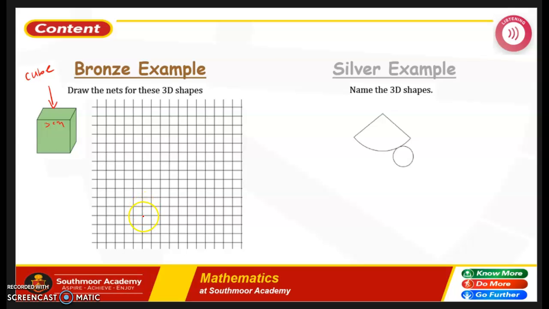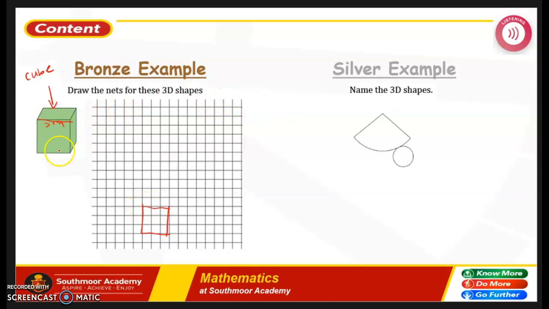So if we draw this first square using a ruler and a pencil, so this would be the face fallen flat down. Then you can see that this face falling flat down, so this edge here is now here at the bottom. So that edge is now at the bottom.